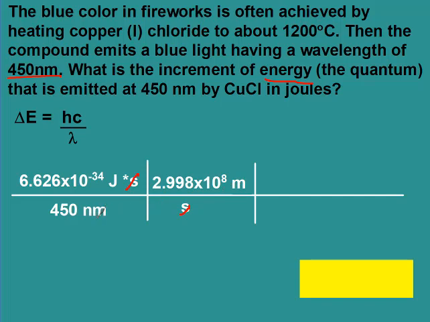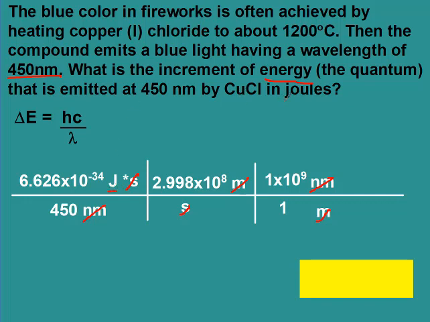I can't just cancel out that m, which means I need to do a conversion. Nanometers is on bottom, so I need it on top. Meters is on top, so I need meters on bottom. Of those two, meters is bigger, and for nanometers, there's 10 to the 9th. So I can continue canceling. Nanometers cancel out, meters cancel out, and I'm left with joules.